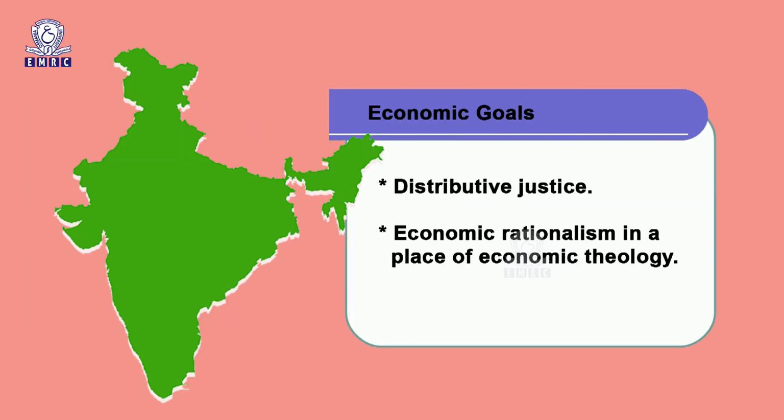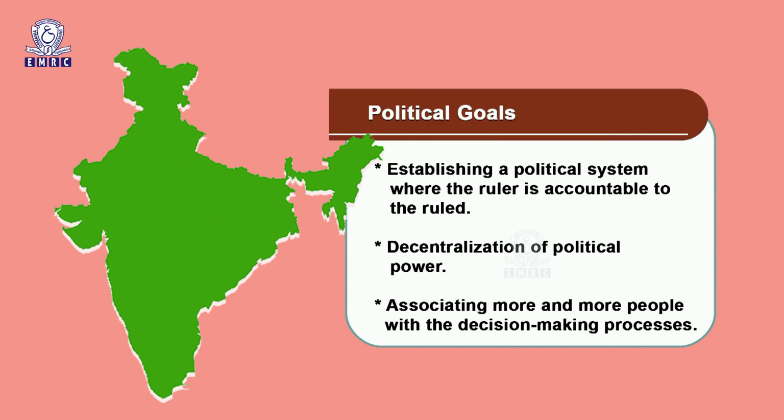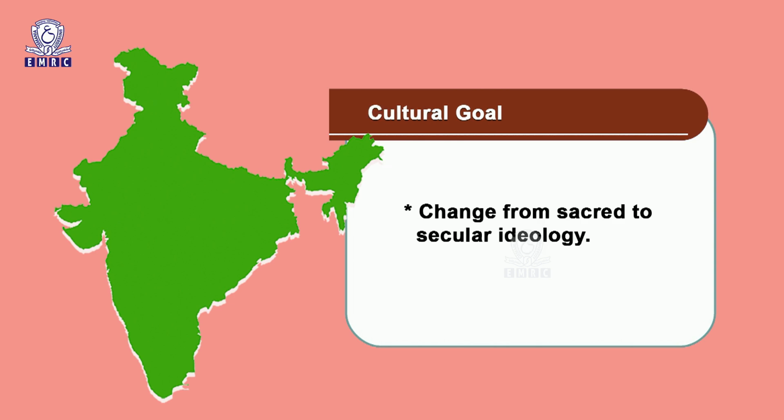The economic goals included distributive justice and economic rationalism in place of economic theology. The political goals were establishing a political system where the ruler is accountable to the ruled, decentralization of political power, and associating more and more people with the decision-making processes. Our cultural goal was a change from sacred to secular ideology.